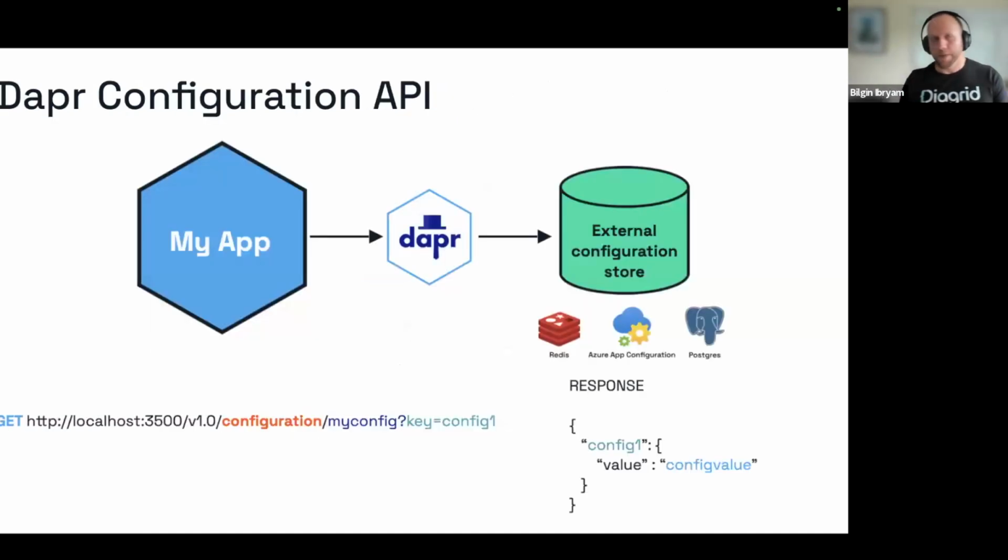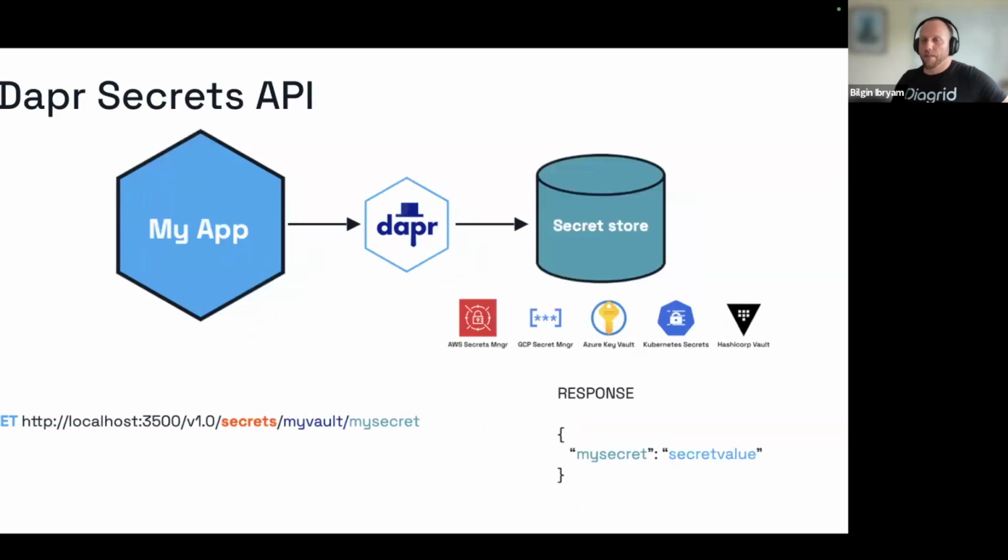How does that look in Dapr? I would say you probably know by now, again, in Dapr there is an API. It's called the Configuration API, and it allows your application to retrieve configurations from different types of configuration stores, which can be relational databases, cloud services, etc. And the Secret API is very similar. It allows your applications to get secrets from external secret stores, so different kinds of vault services.